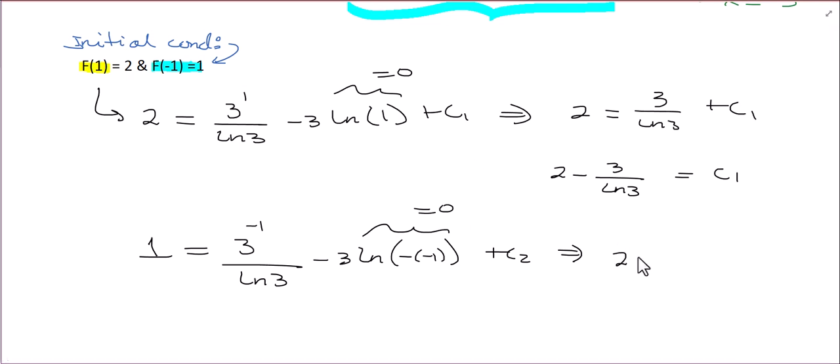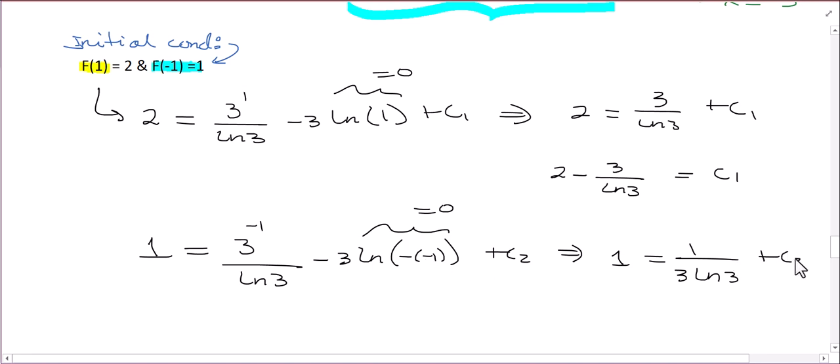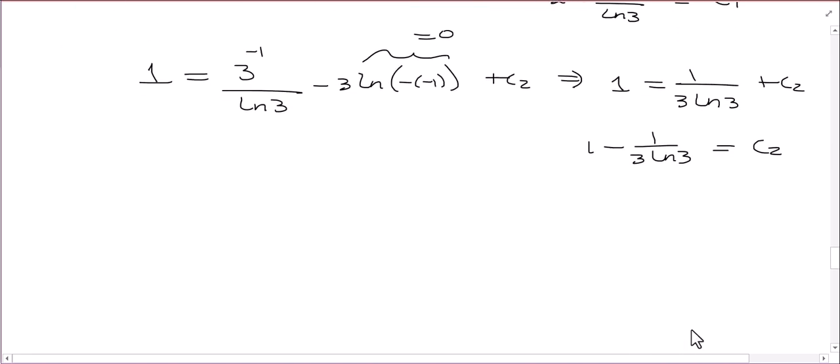So this tells us that 1 is equal to 3 to the minus 1, which is 1/3, right? So that will be 1 over 3 ln of 3. This is 0 plus c2. So that means c2 is 1 minus 1 over 3 ln of 3. So we get two values of c, and so now you can write your final antiderivative.